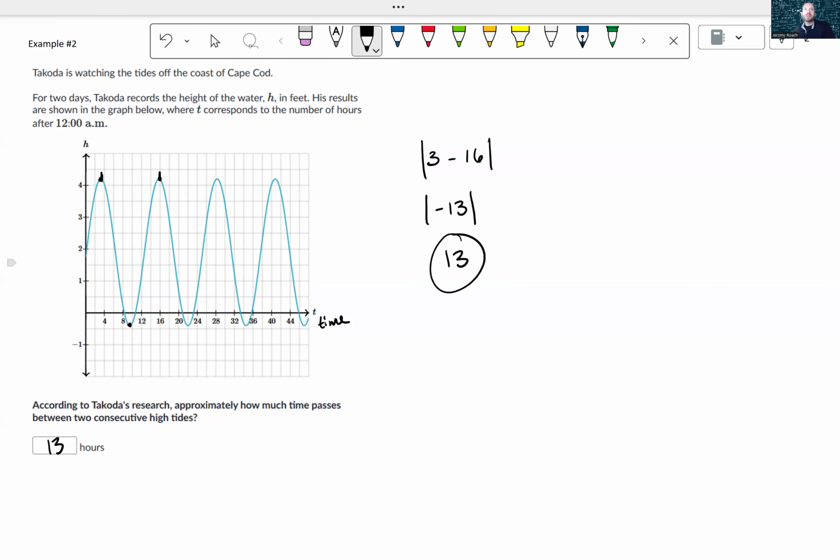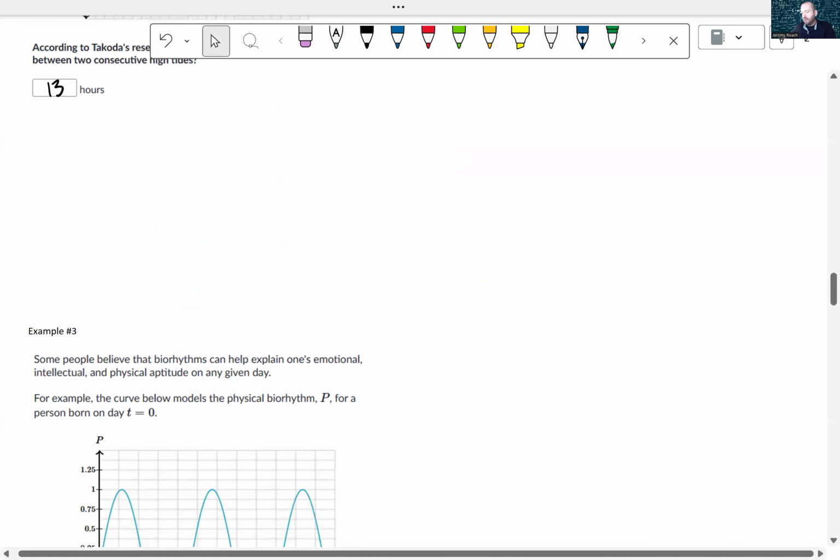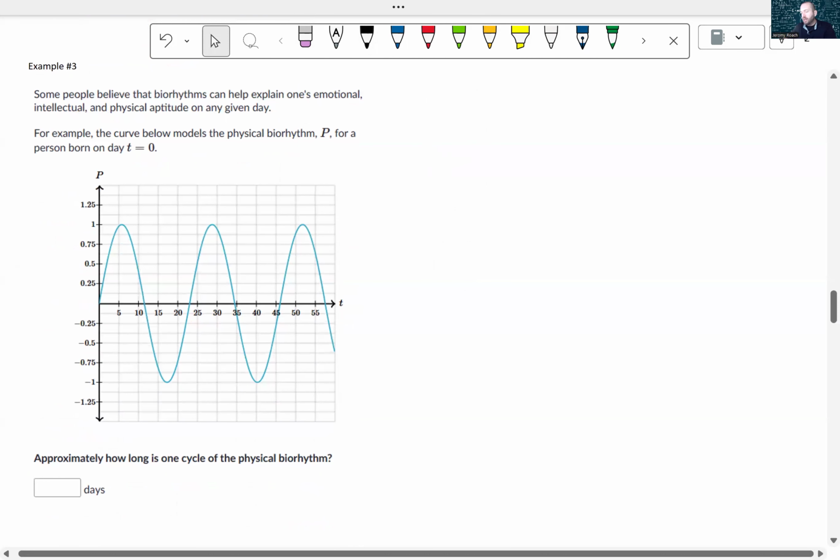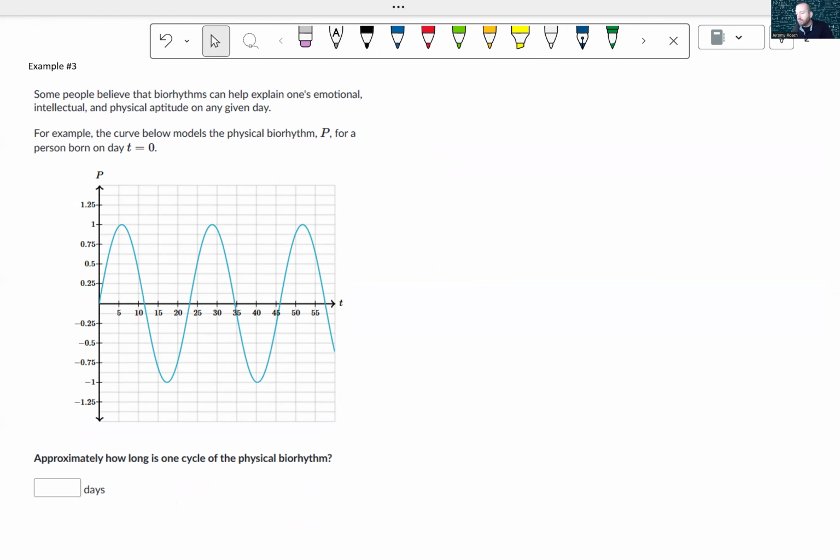All right, let's take a look at one more of these. We have another trigonometric function here. It says some people believe that biorhythms can help explain one's emotional, intellectual, and physical aptitude on a given day. And just a side note, biorhythms are a pseudoscience that claim to tell you what your mood is going to be, or how smart you're going to be on a certain day based on when you were born. It's not true. It's a pseudoscience, but it is based on a trigonometric curve.